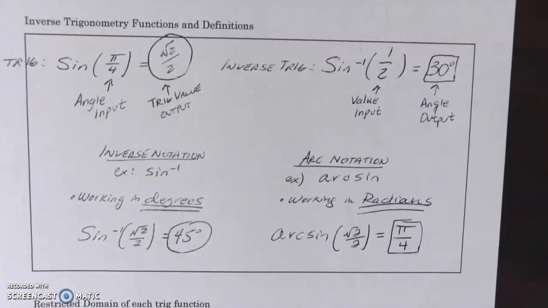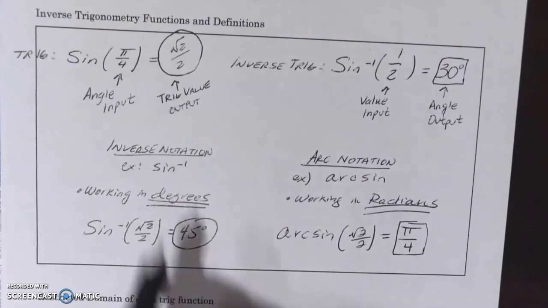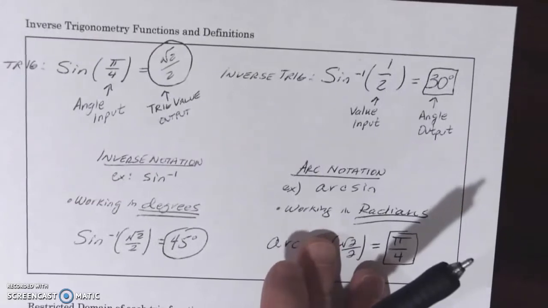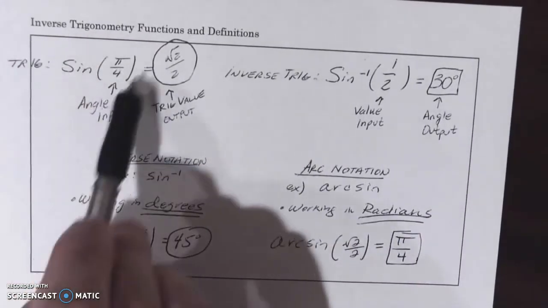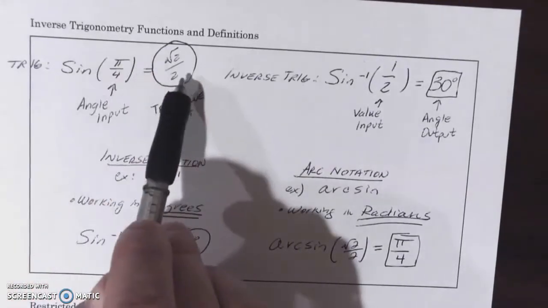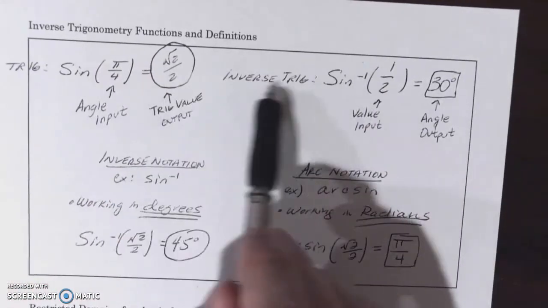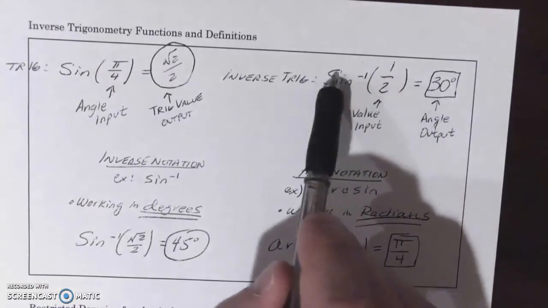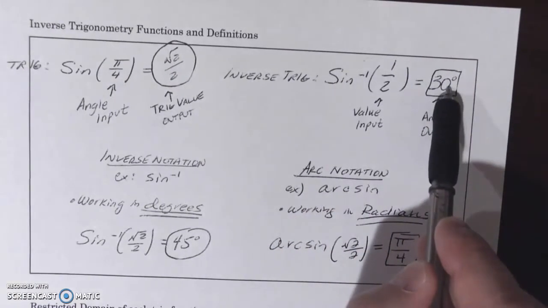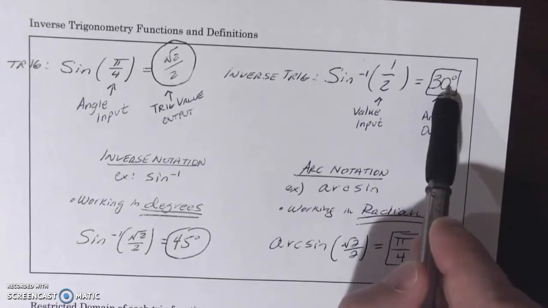Cool. So two important things from this box: understanding the notations and whether we're working in degrees or radians, and understanding the difference between evaluating a trig function, sine of pi over 4, give you the angle, ask you for the value, and an inverse trig function, evaluate inverse sine of 1/2, give you the value, tell me what angle that occurs around the unit circle.